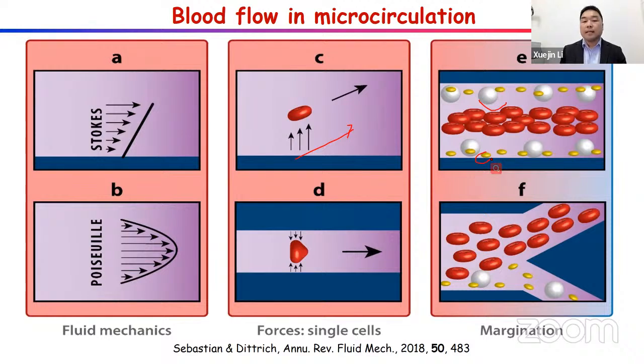But in a narrow blood vessel with its size smaller than cell diameter, the cell-wall interaction would compress the red blood cells. And this leads to gas exchange with the surrounding tissue.